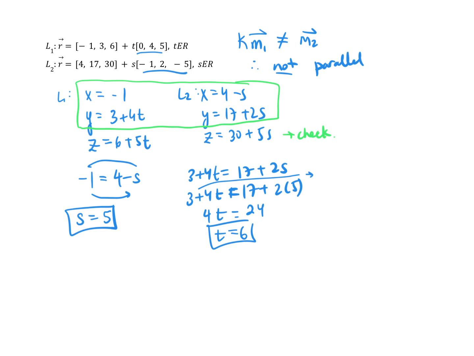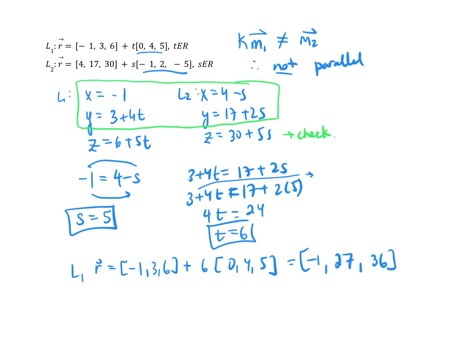Like I said before, I can check in here to see if the z's match, but I'll show you this time checking using the actual line equations. So -1, 3, 6 plus 6 times the direction vector. That would be -1 plus 6 times 0, 3 plus 6 times 4, so 3 plus 24, 6 plus 6 times 5, so 6 plus 30. There we are. Now I'll test with line 2.